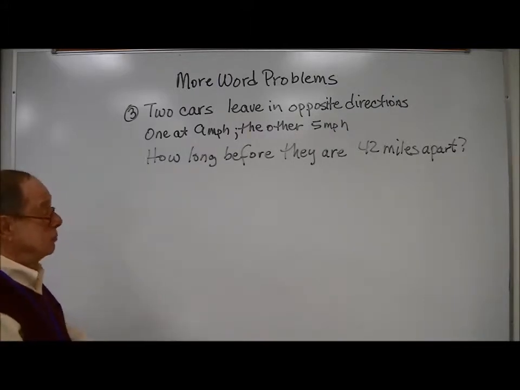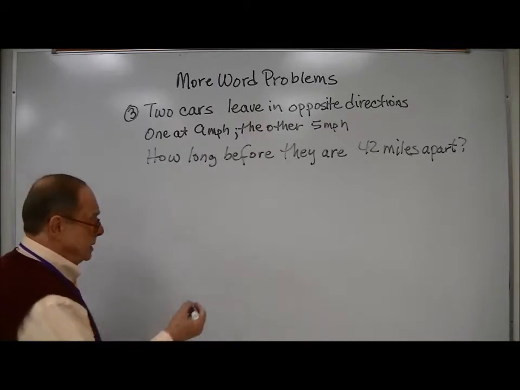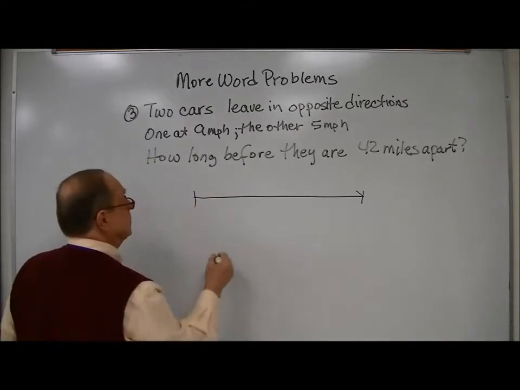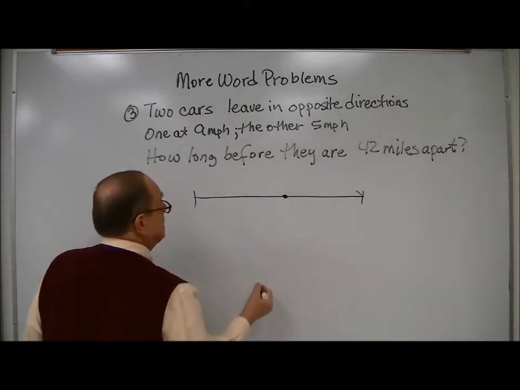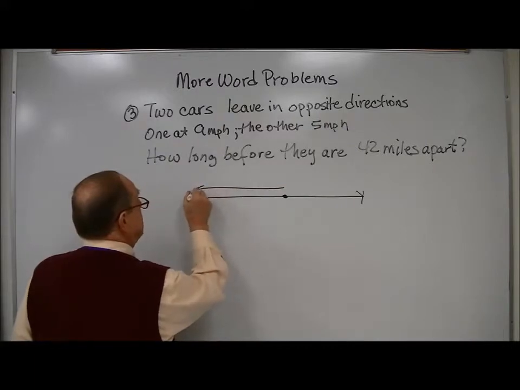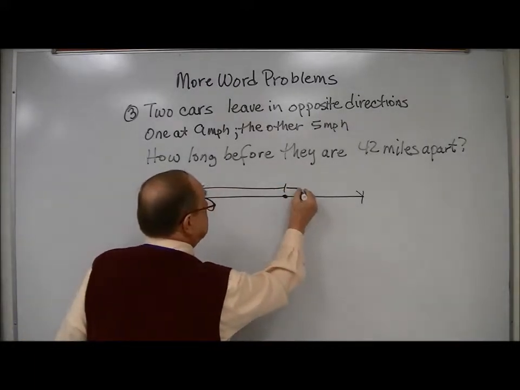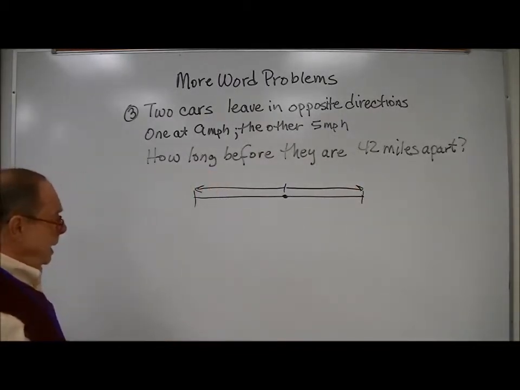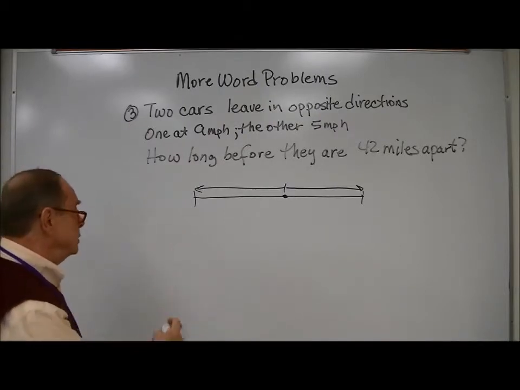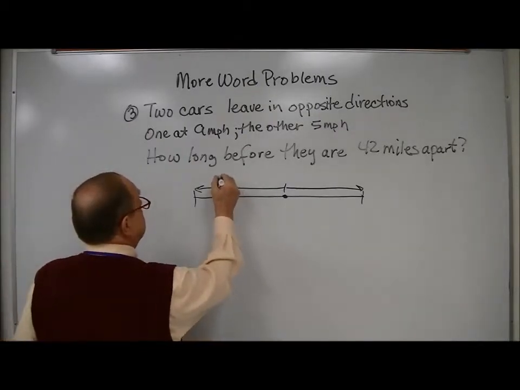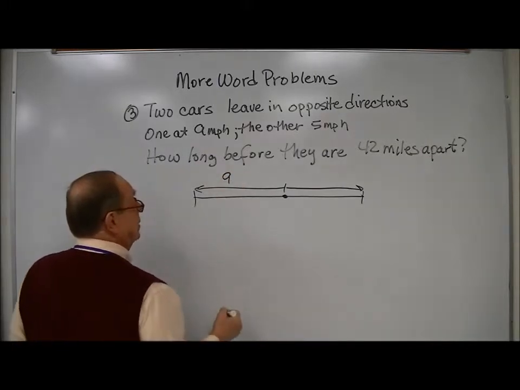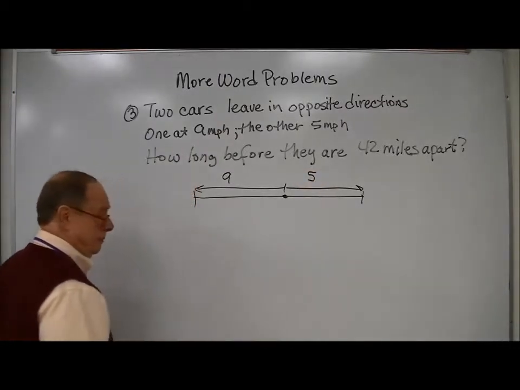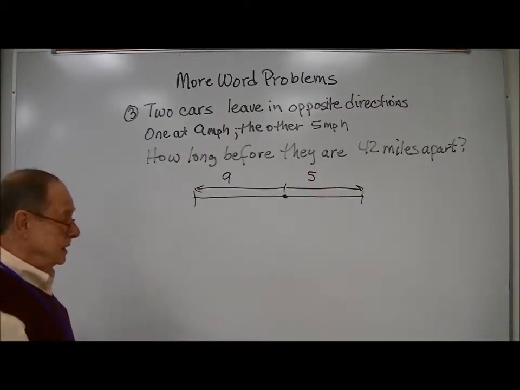So once again, you may have to read it more than once, but a diagram might be in order. So they're leaving from a parking lot in opposite directions. And you want to start putting in some information. One is traveling at 9 miles per hour. The other one at 5 miles per hour. And what we don't know is the time.